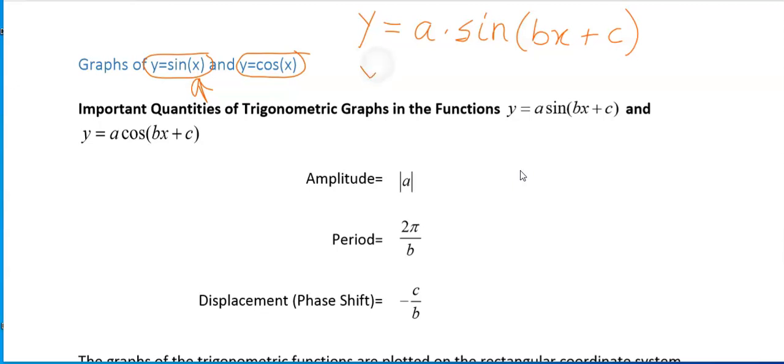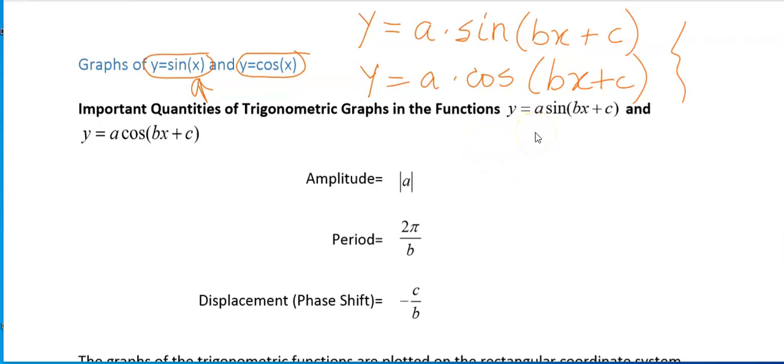And you're also going to be looking at y equals a times the cosine of bx plus c. What will they look like? That's what you're going to be graphing. And also, I'll be giving you the graph, and I'll be asking you to come up with the equations in one of these forms right there. And that's what we're going to do in the next few lessons.